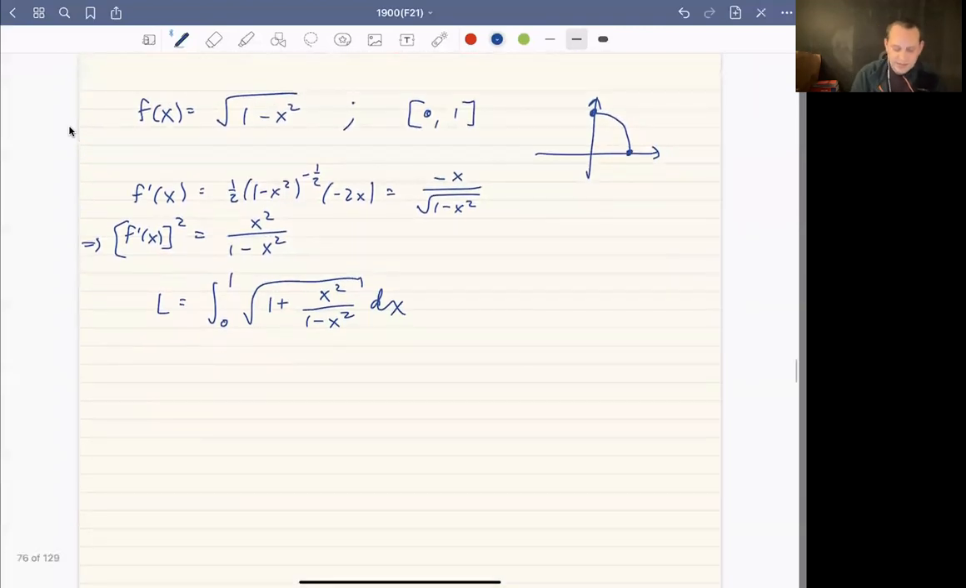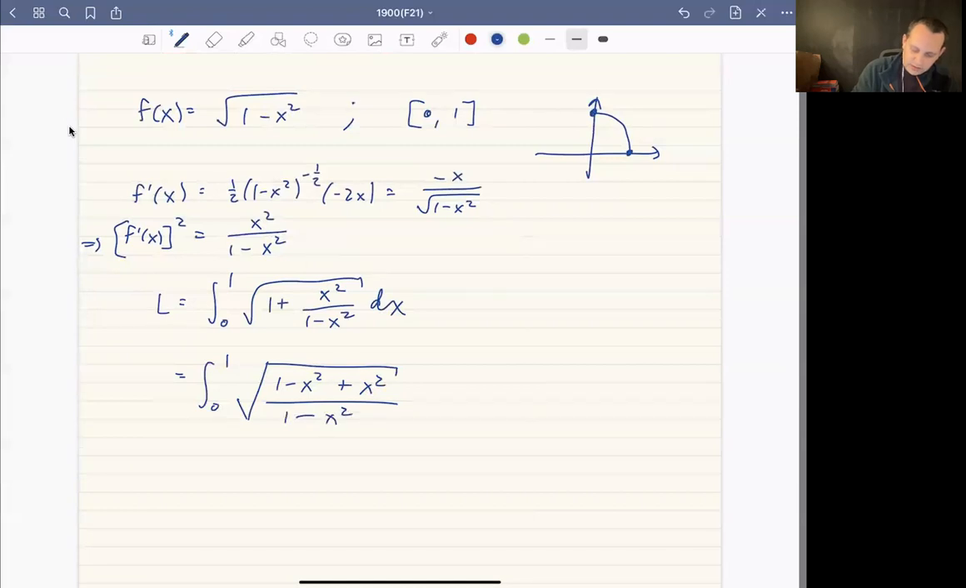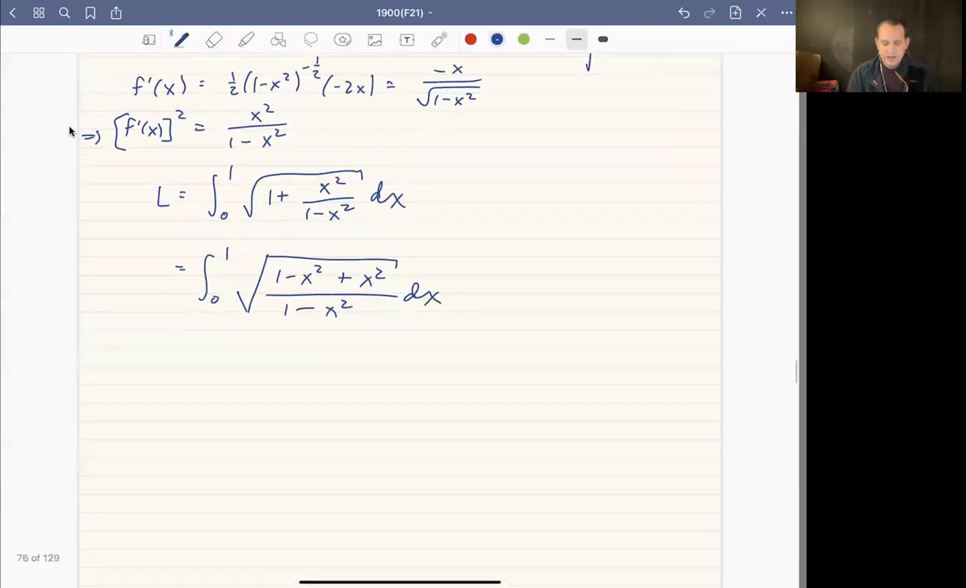And so this is going to end up being the integral from 0 to 1 of the square root. We just have to combine our terms here. We're going to get 1 minus x squared plus x squared over 1 minus x squared, dx. And that's going to end up being the integral from 0 to 1 of 1 over the square root of 1 minus x squared. And then at this point, we're integral experts. Whether you know it or not, you're an integral expert now. We're done with chapter 7.